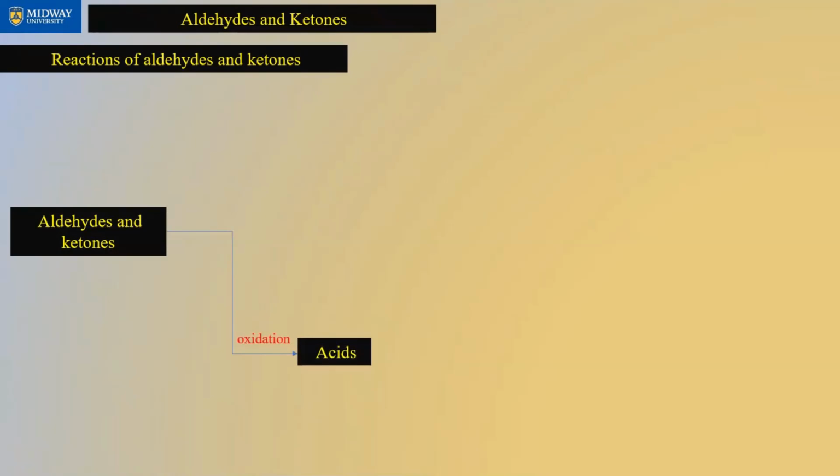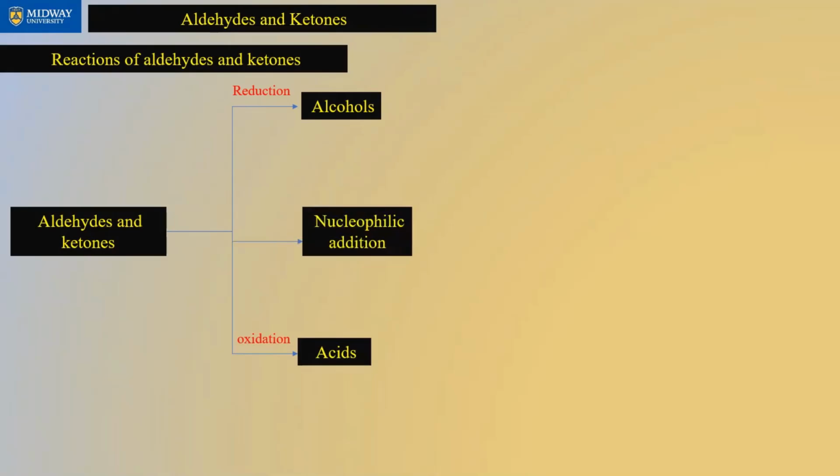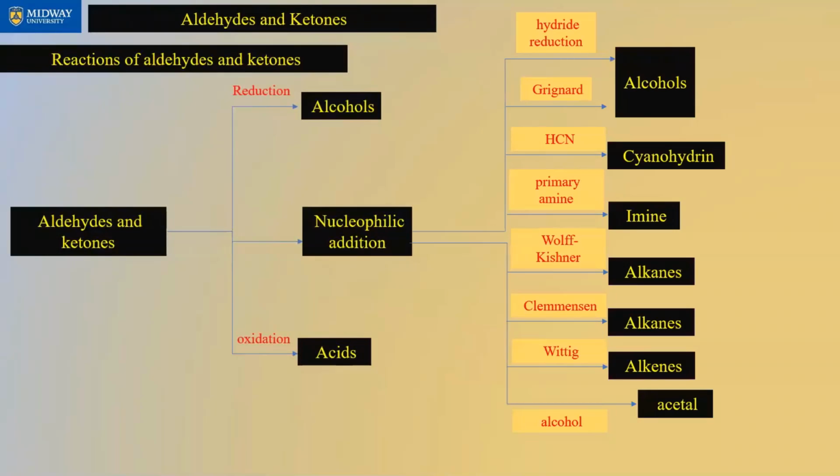And a simple oxidation will give you acids. Doesn't matter whether it's an aldehyde or ketone. However, ketone does require more aggressive environments to carry out the oxidation, but nevertheless, aldehydes and ketones on oxidation will give you acids. Aldehydes and ketones using simple reduction will give you alcohols. But then there's a whole series of reactions that are under the big umbrella of what is called addition or nucleophilic addition reactions, and here's all of them.